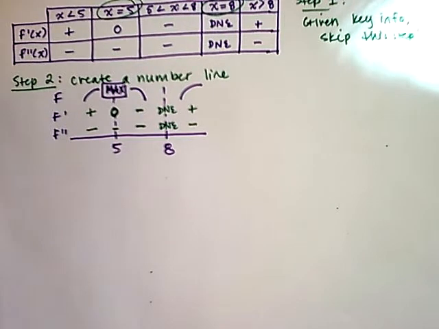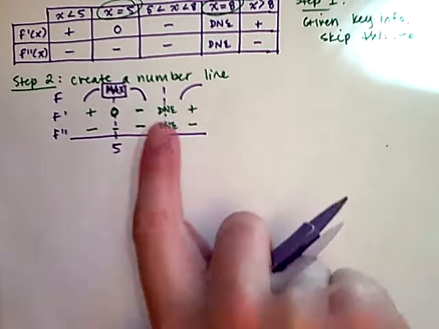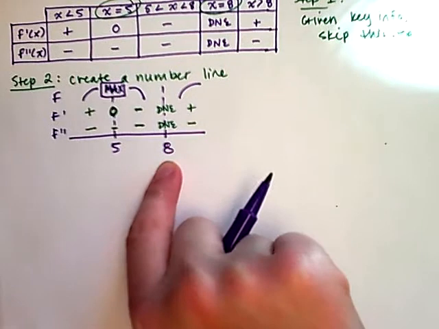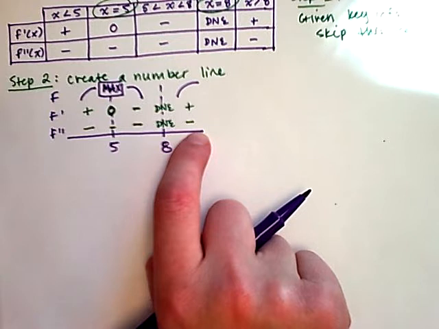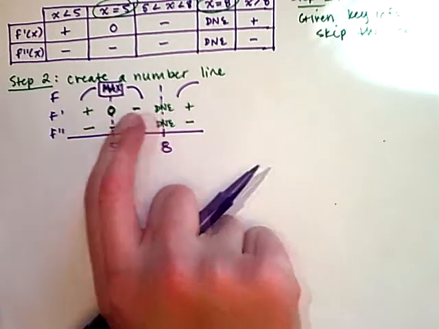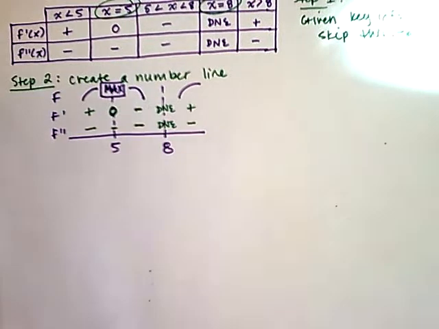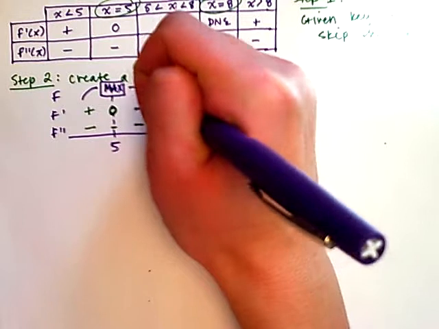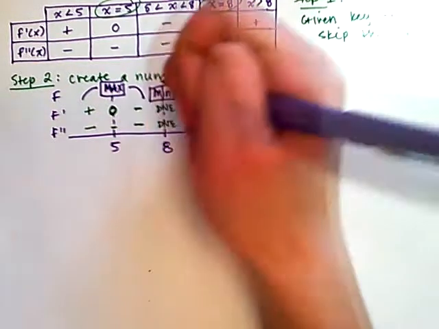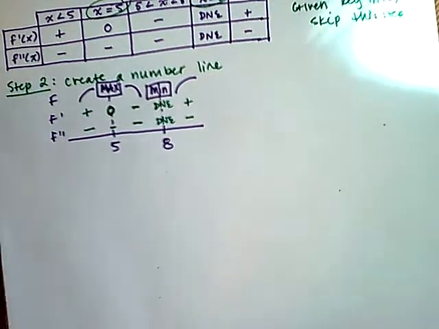And then at 8, I see nothing. My second derivative isn't changing, right? But my first derivative is changing. It's changing from negative to positive, so I know that's a min. Okay, so that's step 2.